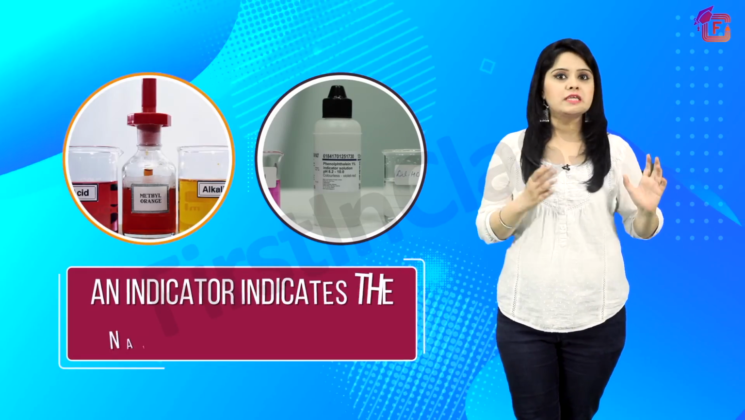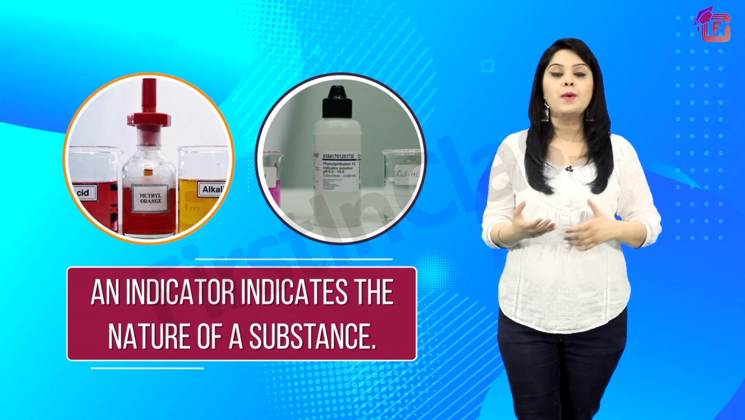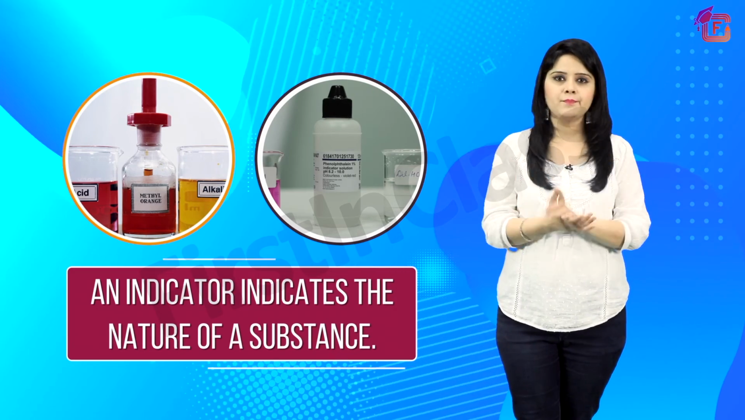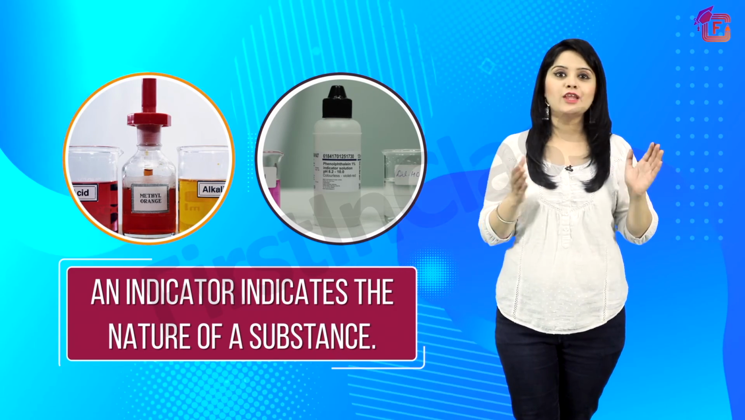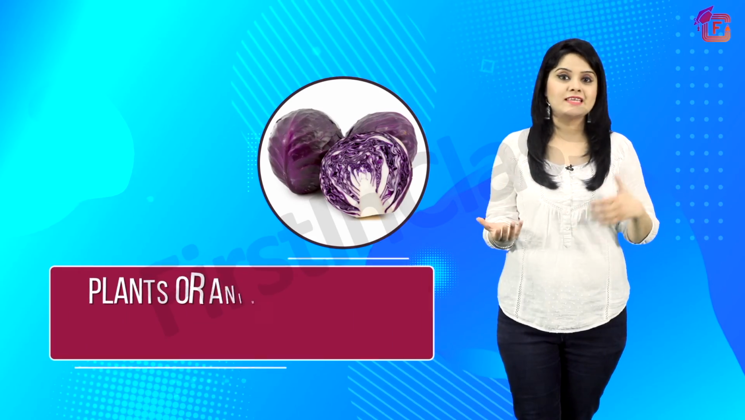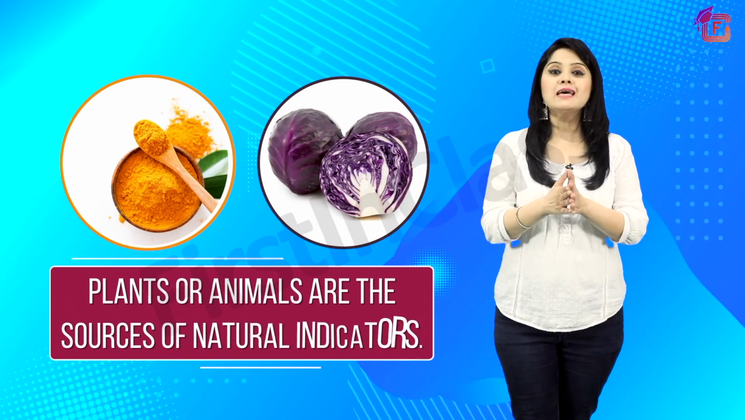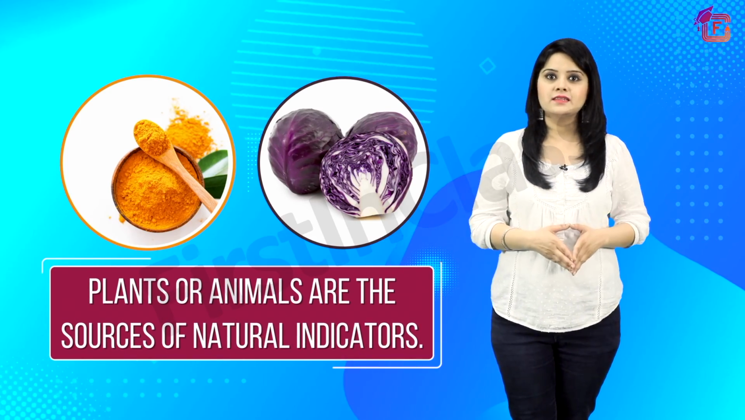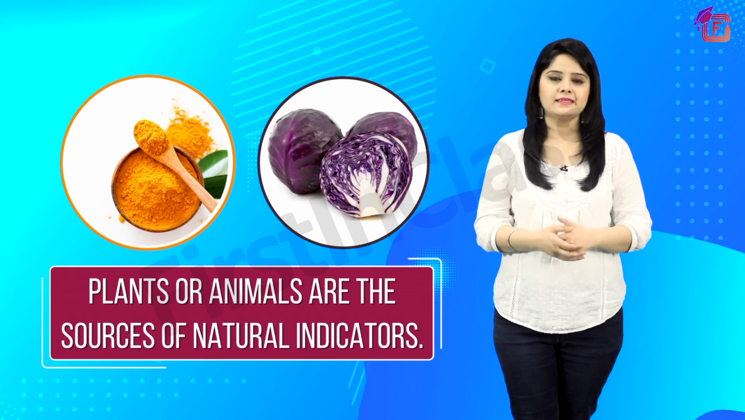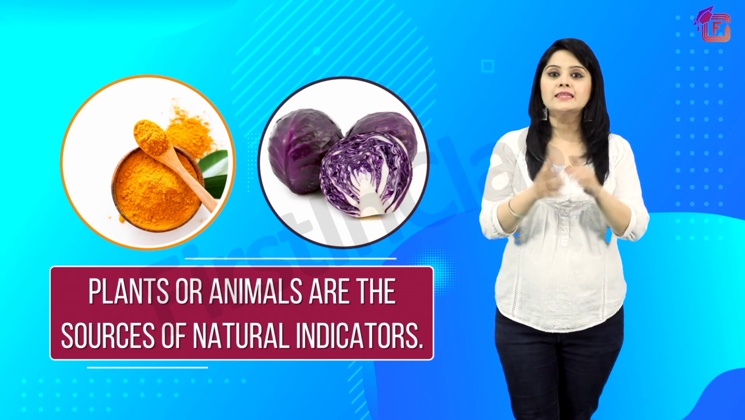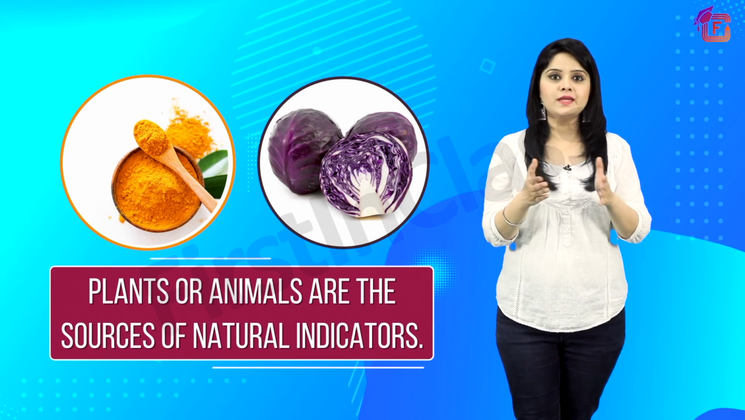Well, now, I hope you understood the various indicators, their types and uses. So in this video, we learned about various indicators which indicate the nature of a substance by the change in color or smell. Natural indicators are those whose source is nature, such as plant or animal. Some common examples are litmus, that we obtain from the plant lichen, and red cabbage extract, that is obtained from the leaves of red cabbage.